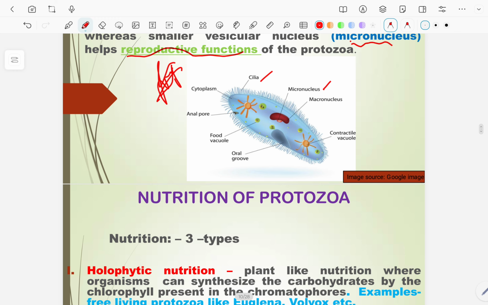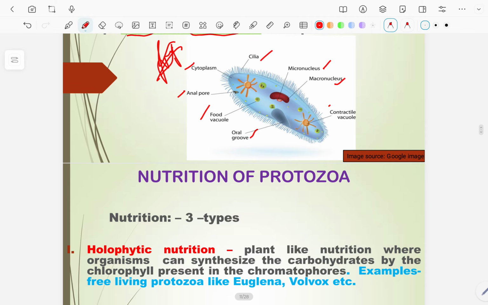Cilia, micronucleus, macronucleus, contractile vacuole, oral groove, food vacuole, anal pore, cytoplasm.